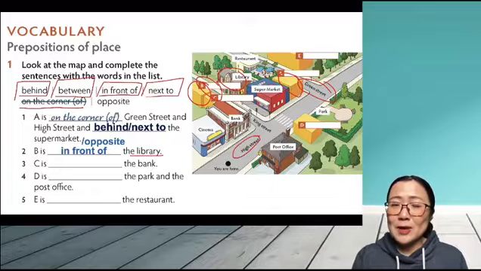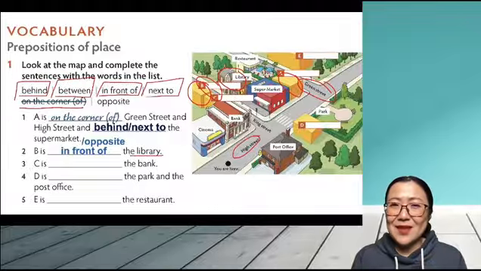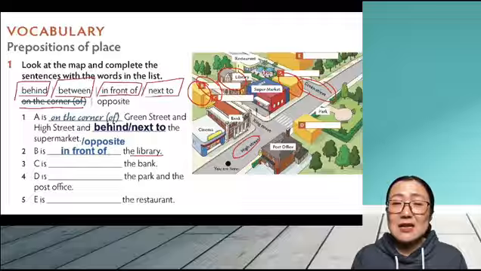Now you can follow me. Opposite. Opposite. Opposite. Okay? Opposite.